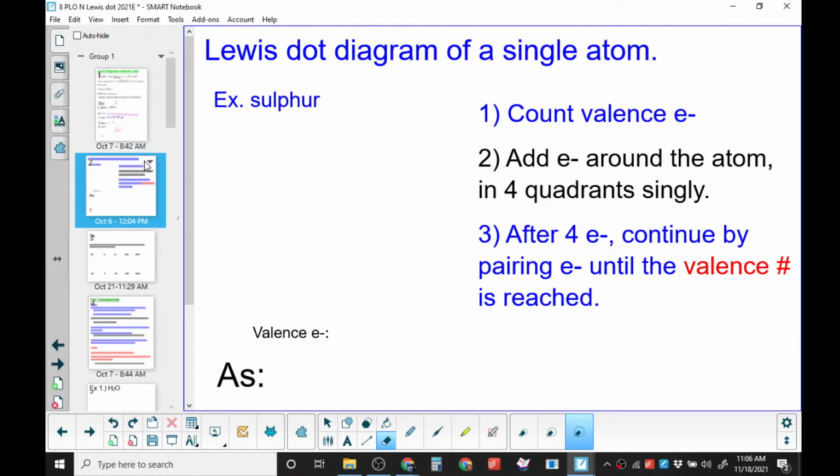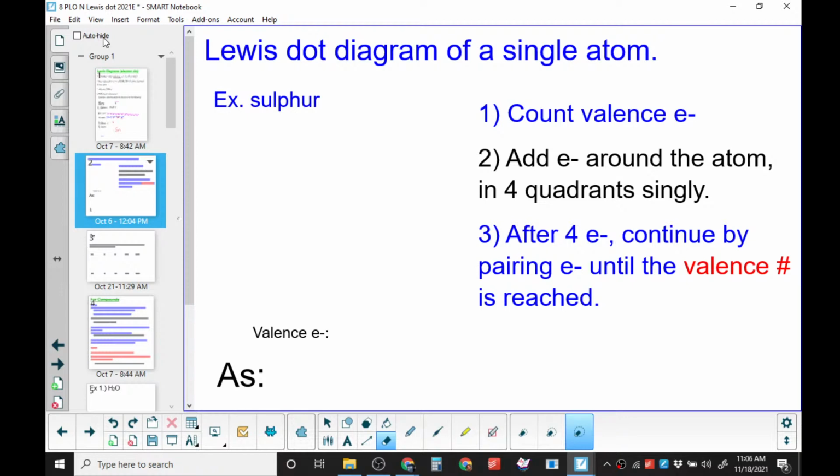If you're thinking, I did Lewis dot diagrams last year, Mr. Neufeld, you taught me Lewis dot diagrams, I know these rules. These are the rules I just went over: counting, adding a dot in each spot singly, then pairing. You don't need to write that down if it's second nature now, good. If it's not second nature and you need to remember these, those are the rules. You can write them down if you'd like.